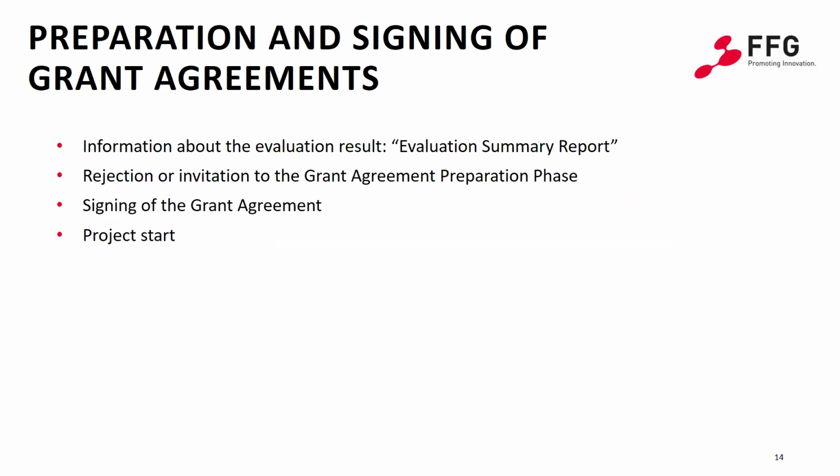After the evaluation, you receive an evaluation summary report, and you are either rejected or you are invited to the grant agreement preparation phase. This takes several months. As I've said, you sign the grant agreement, and then after signature, you can immediately start on the 1st of the next month, or you can also say, I would like to start in 2 or 3 months.